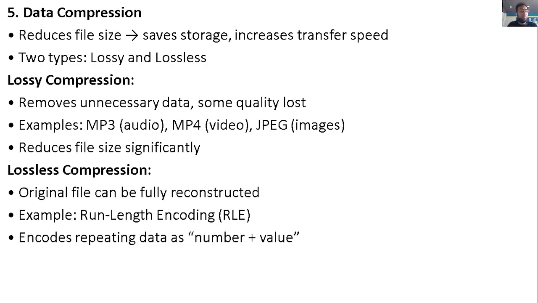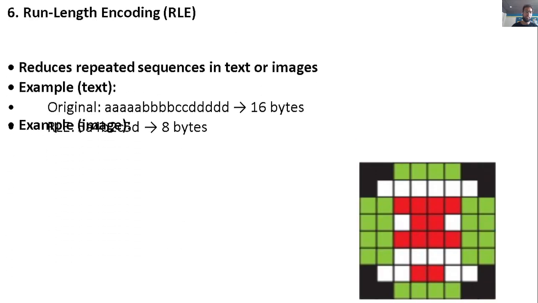Okay, and then we have lossless image compression. Lossless, we do not lose any data. We just temporarily compress the image, and the original file can be fully reconstructed or fully restored. We use the encoding technique called run length encoding for that purpose. It encodes repeating data as number plus value. How, we will see in the next slide.